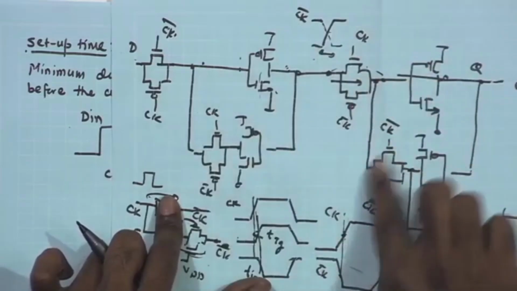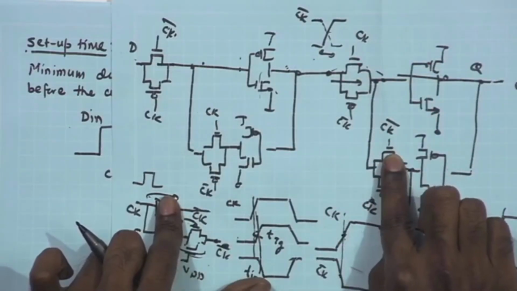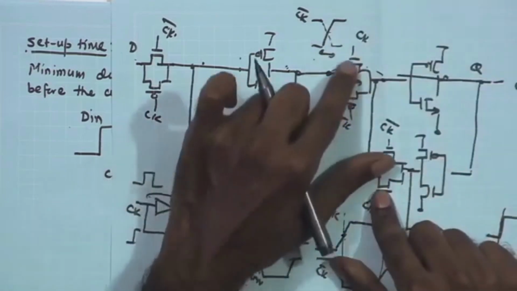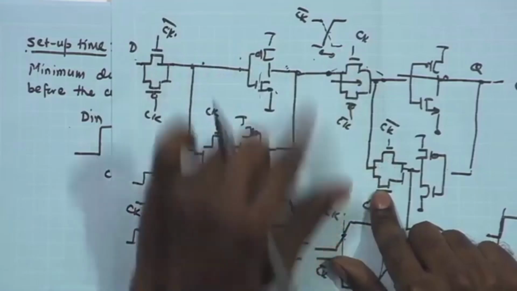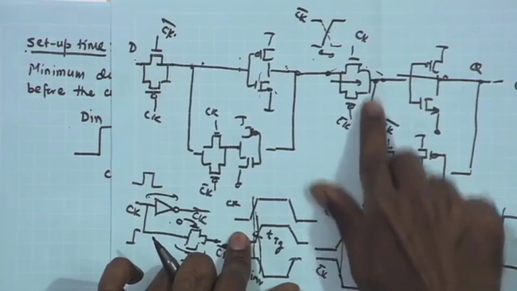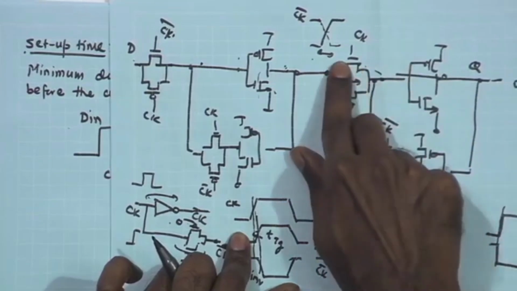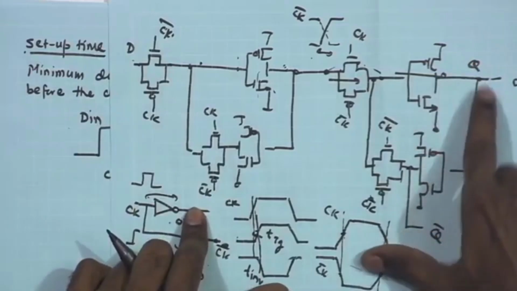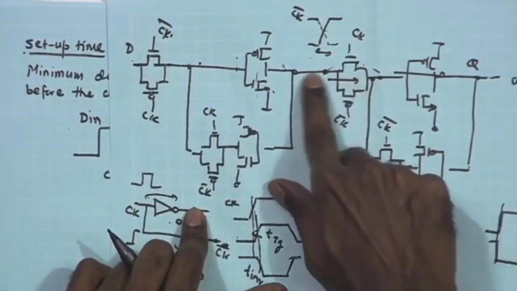So, this TG to some extent minimizes that effect, because it is getting on when you have the clock, then the other TG getting off. But once again, if you have some overlap, all of them can be on for a small duration together, and in that case there will be a fight. This node will be trying to influence the node over here.